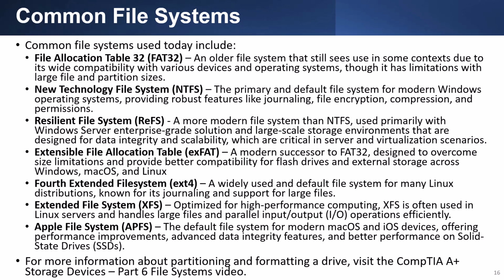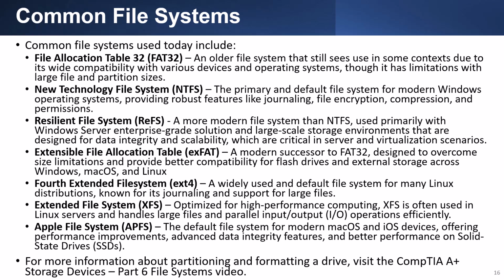Common file systems used today include the following. File Allocation Table 32, or FAT32, is an older file system that still sees use in some contexts due to its wide compatibility with various devices and operating systems, though it has a limitation with large files and partition sizes. New Technology File System, or NTFS, is the primary and default file system for modern Windows operating systems, providing robust features like journaling, file encryption, compression, and permissions.